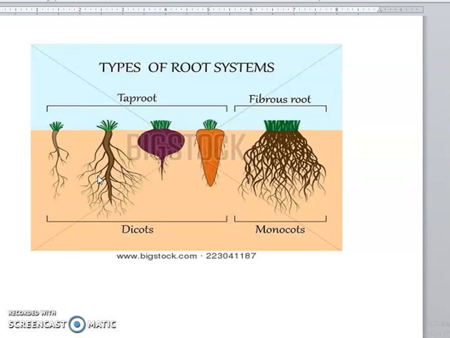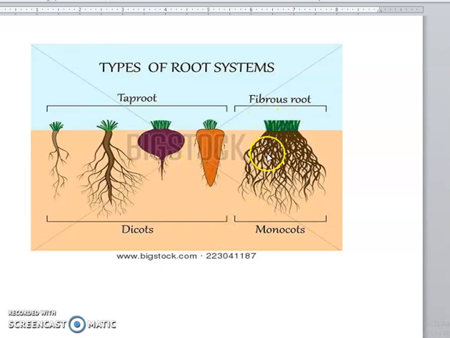Branching roots. Some plants such as radishes, beets, and carrots, as shown in my picture, store food in the parenchyma cells of the taproot. Okay, so what we have here is the stored food.